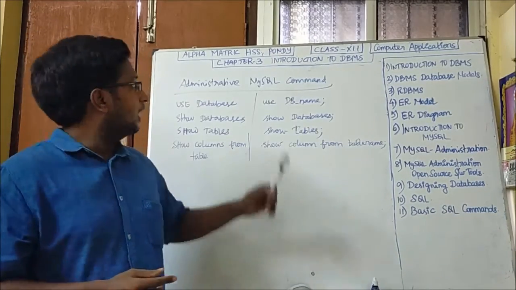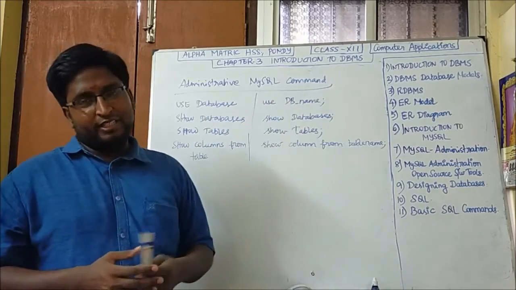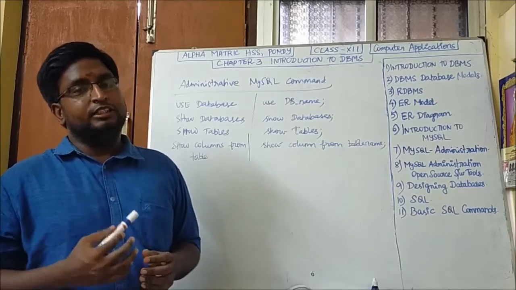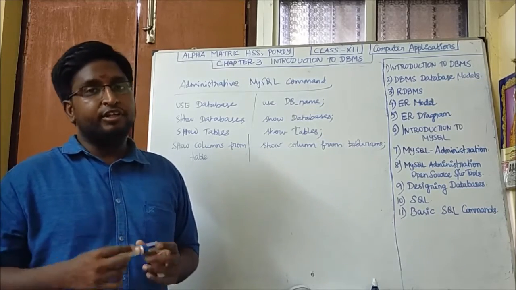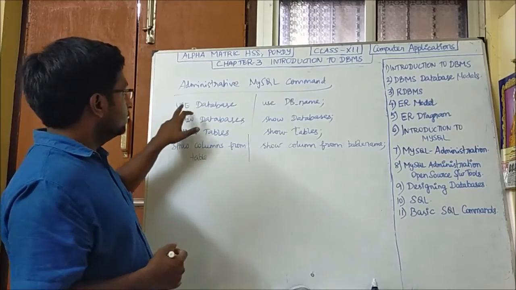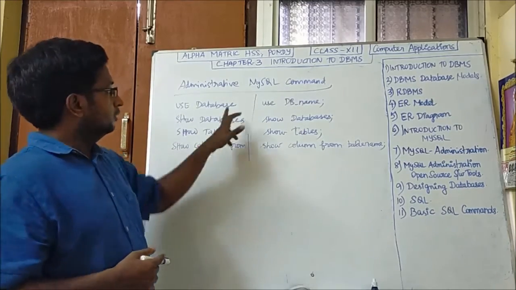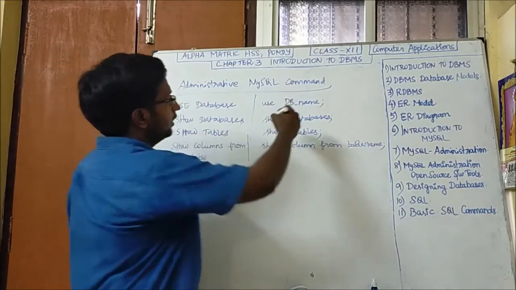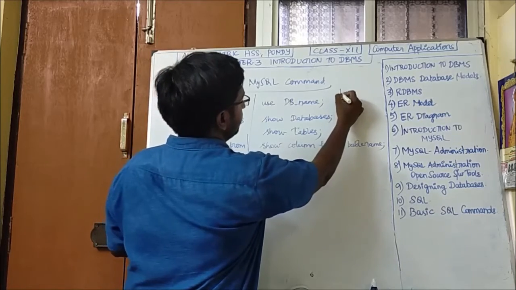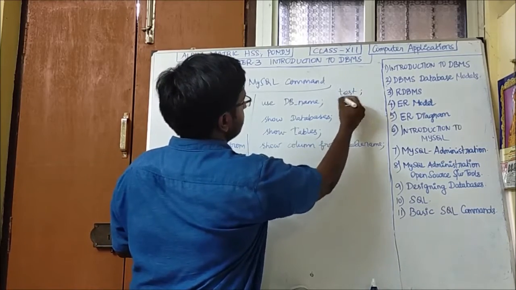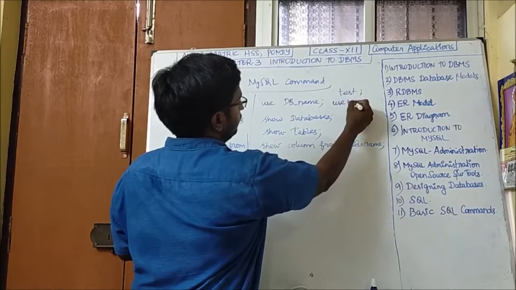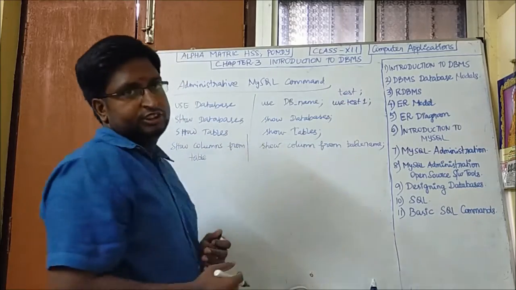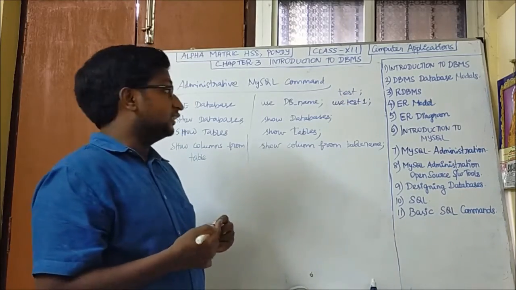Next are the administrative MySQL commands. What are the commands the database administrator uses? The first one is use database. If we give use followed by the DB name, the database will be changed. For example, the current database is test. If we give use test1, the database will be changed from test to test1.